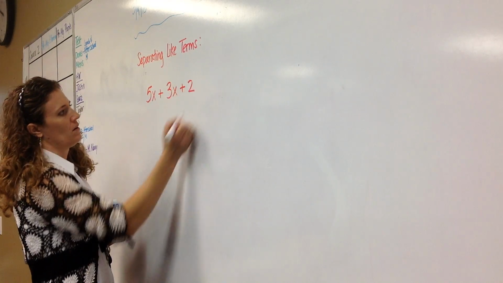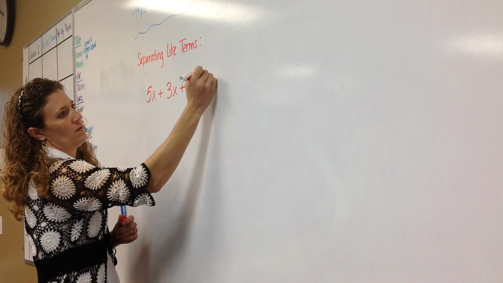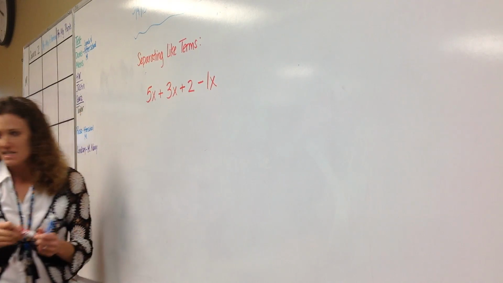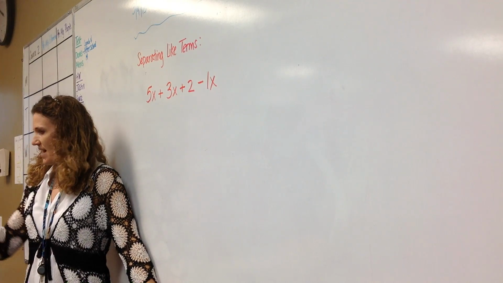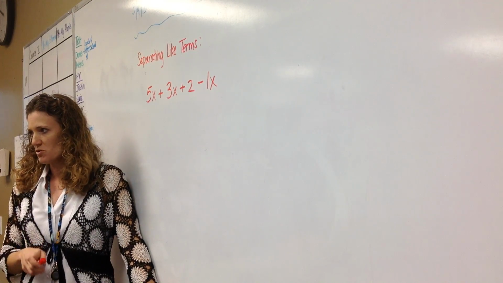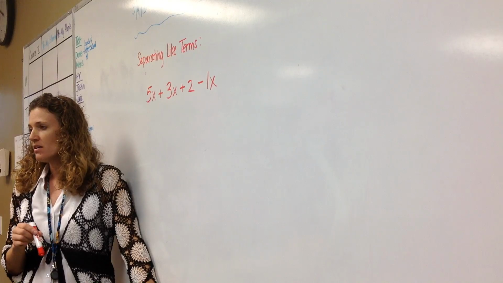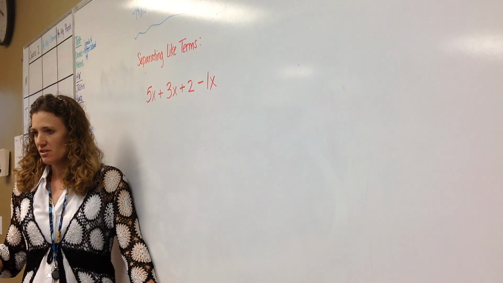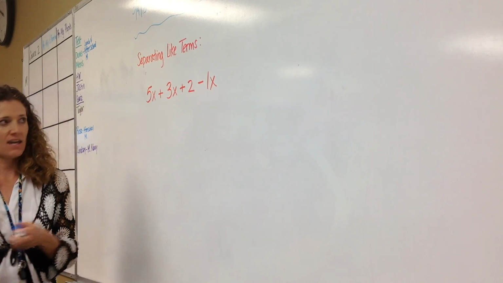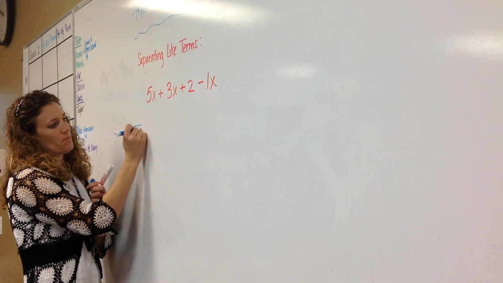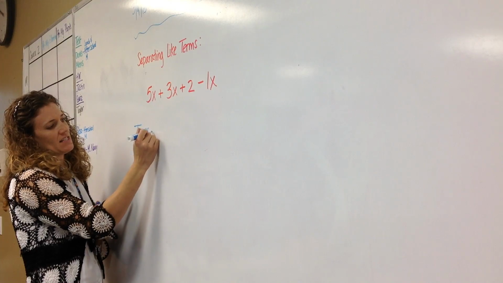What are like terms though? They're like totally cool. Okay, that's what I'm going to tell you. So you can only add and subtract the things that have the exact same variables with the exact same exponent. Right? Okay. So we're going to identify our terms. Okay? Terms are separated by pluses and minuses.